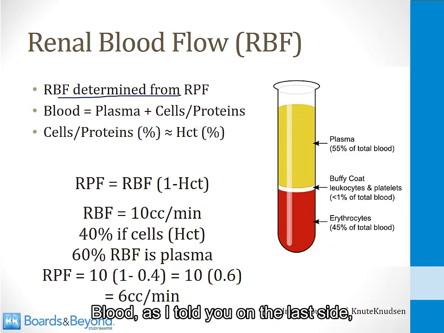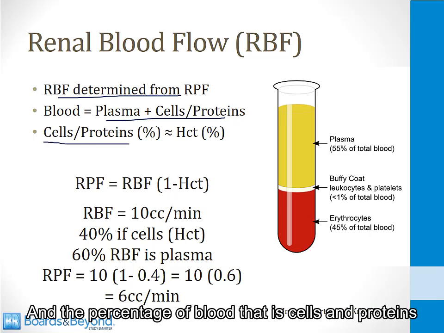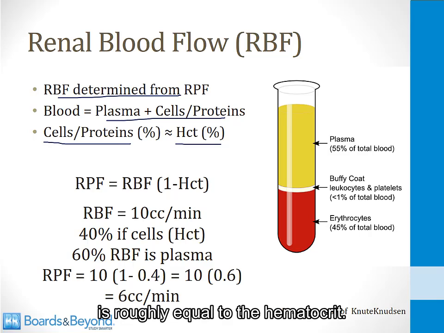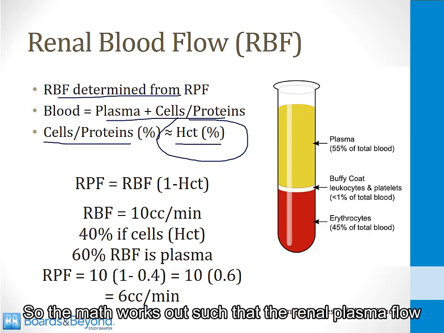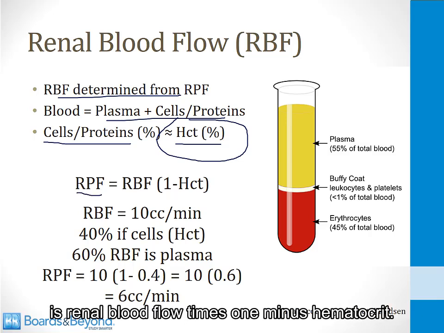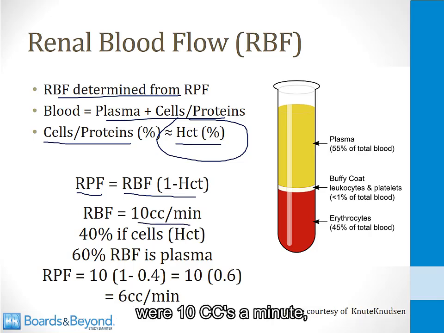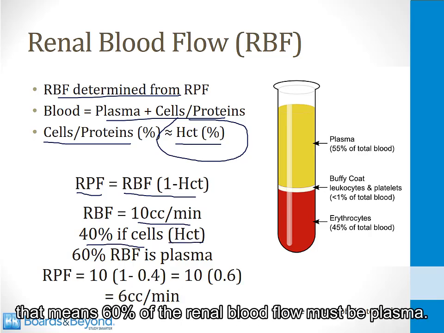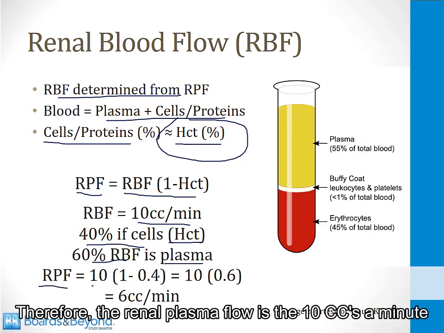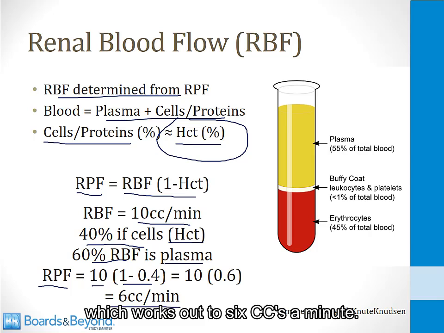The way that renal blood flow is determined from renal plasma flow is by using the hematocrit. Blood, as I told you on the last slide, is plasma plus cells and proteins, and the percentage of blood that is cells and proteins is roughly equal to the hematocrit, and the hematocrit is an easily obtainable number in clinical practice. So the math works out such that the renal plasma flow is renal blood flow times 1 minus hematocrit. So for example, if we knew that renal blood flow were 10 cc's a minute, and we knew that 40% of that blood was cells and proteins, that's the hematocrit, that means 60% of the renal blood flow must be plasma. Therefore, the renal plasma flow is the 10 cc's a minute times 1 minus 0.4, or 0.6, which works out to 6 cc's a minute.